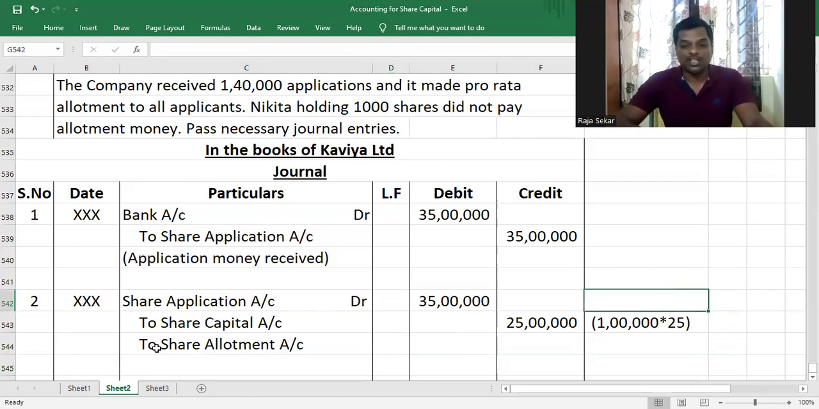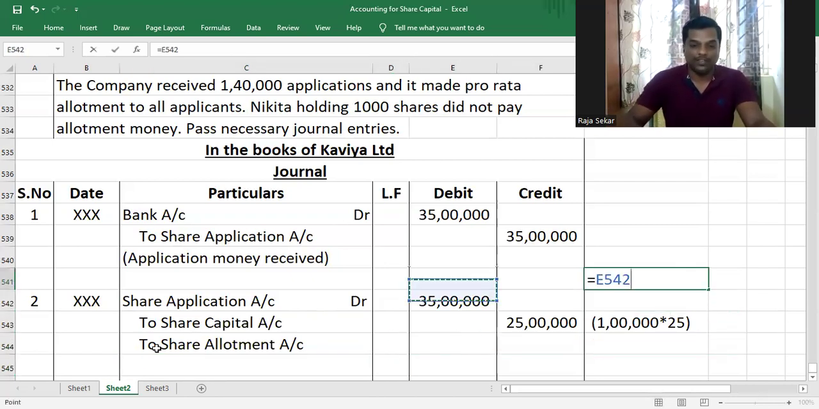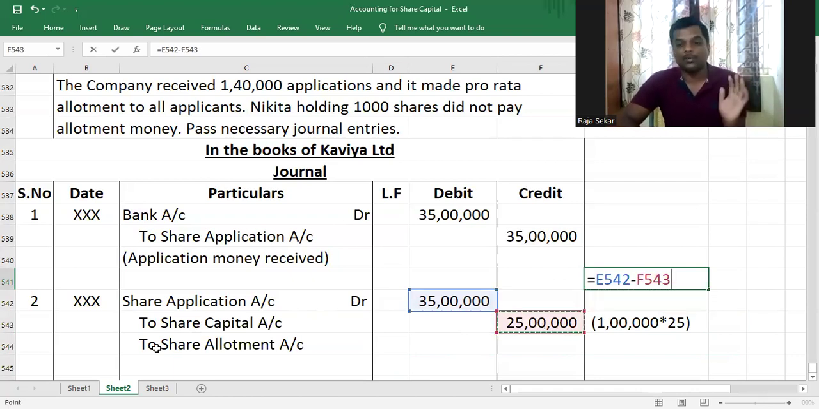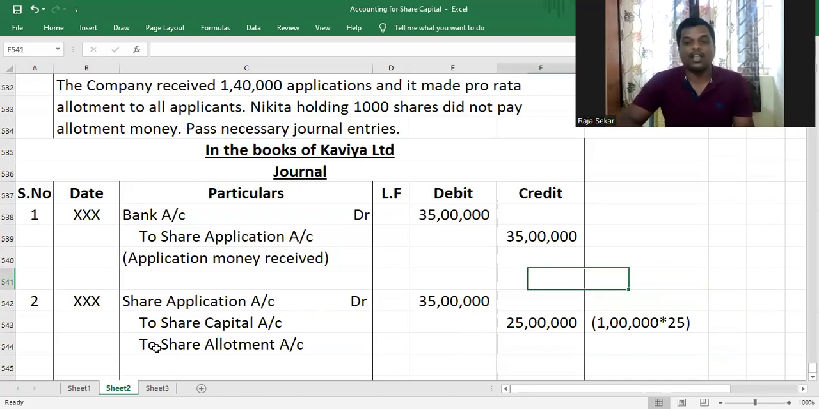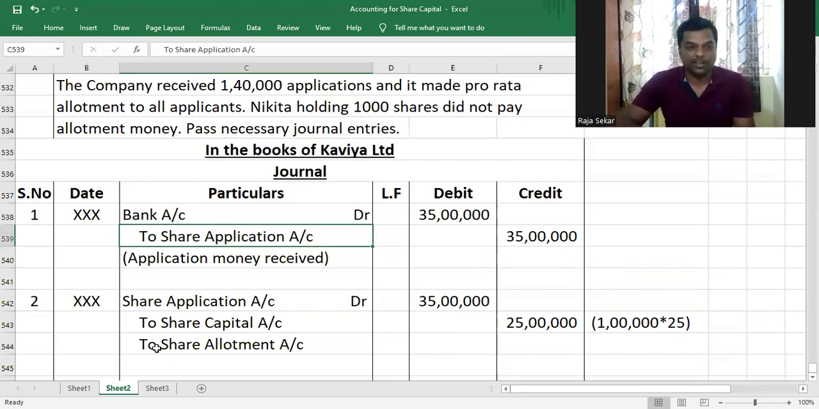Let's first see how much is there as excess money here. We have 35 lakhs, the total application money received. Out of that, 25 lakhs has been transferred to share capital as application money. So we have excess of 10 lakh. 10 lakh is the excess application money available.